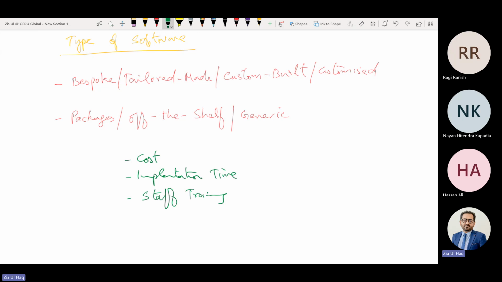What else could be an issue? What else could be a factor that we need to consider? Advantages, disadvantages.